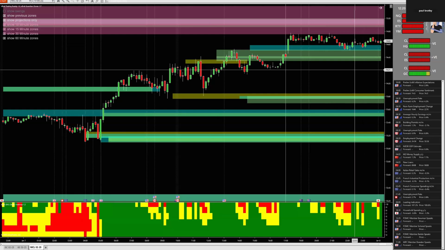Those correlations are good. What are my correlations like between copper and oil, oil and ES? They're all as they should be. ES and oil should go the same way. Should be a positive correlation.